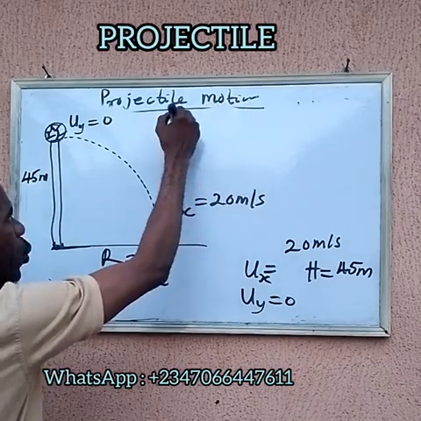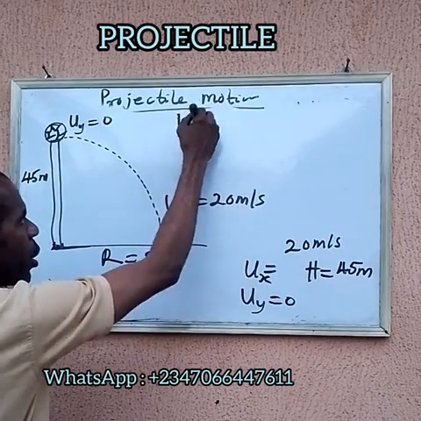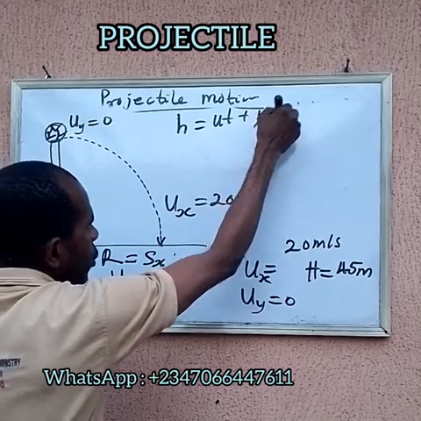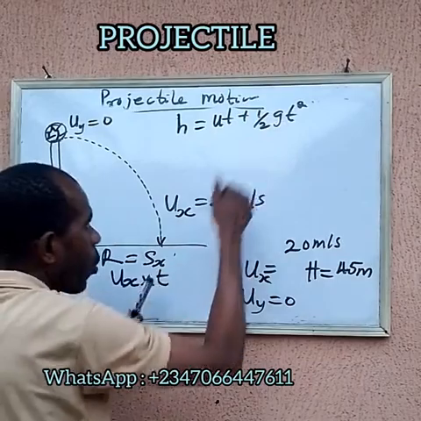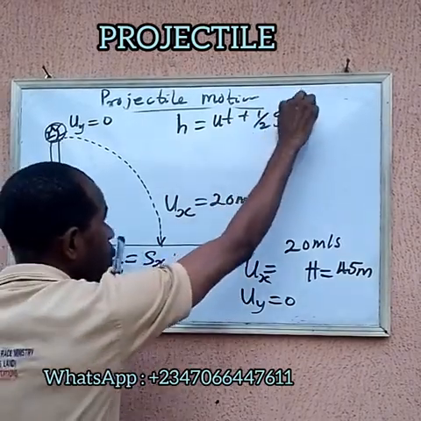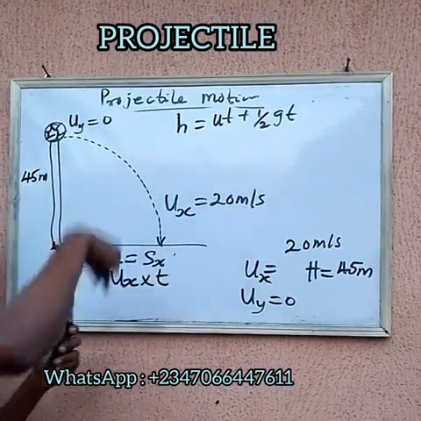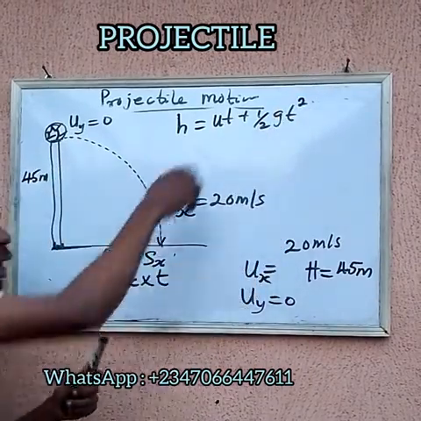Remember this equation of motion where we have h equal to ut plus half gt squared. Why am I putting plus here? Because the object is dropped from a height and it's coming down. So it means it's falling freely under the influence of gravity. That means falling under gravity.